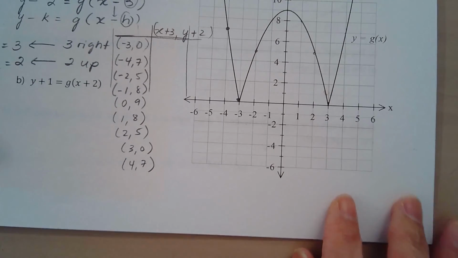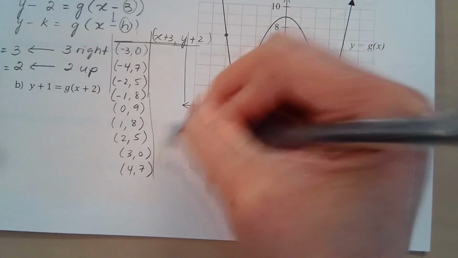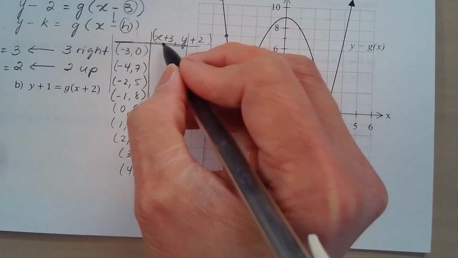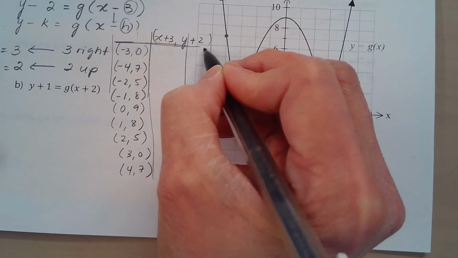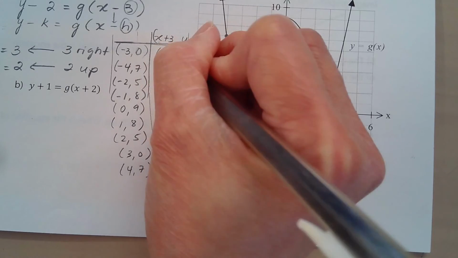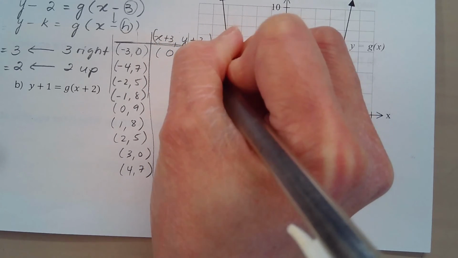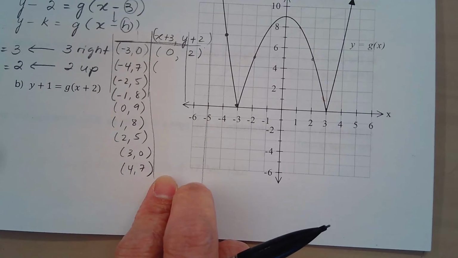Okay, we're running out of room for the next one. So what's the image point? All the x's are getting added by 3. All the y's are getting added by 2. So that's going to be 0, 2. So go ahead and fill this column up with the new points.